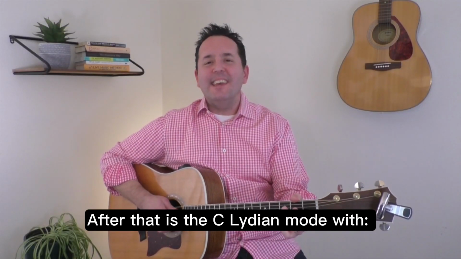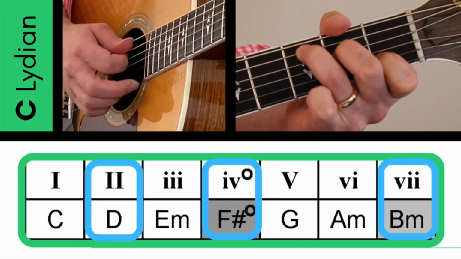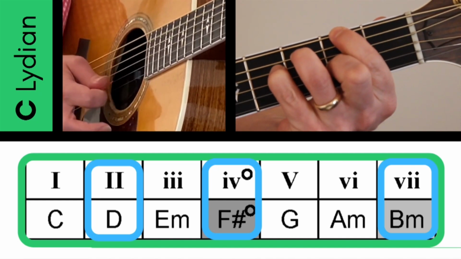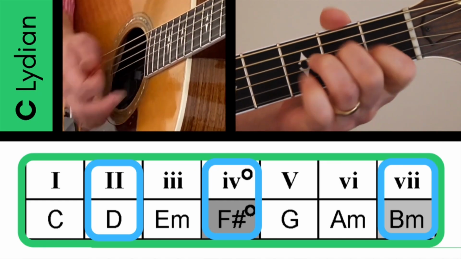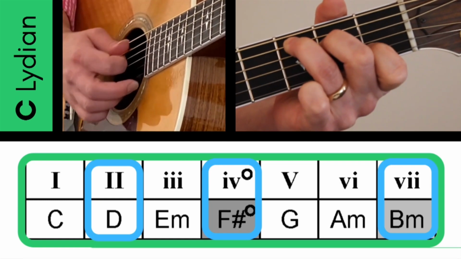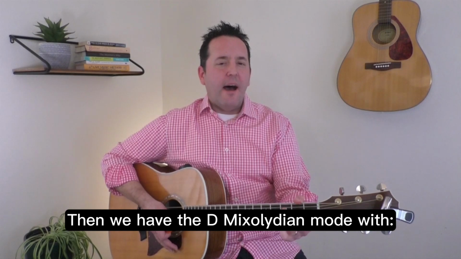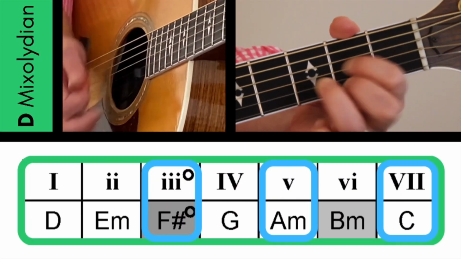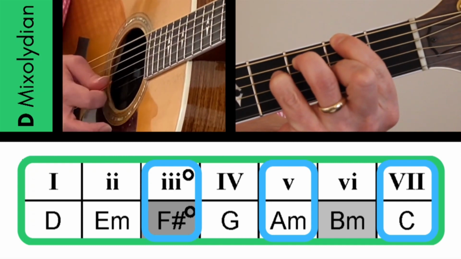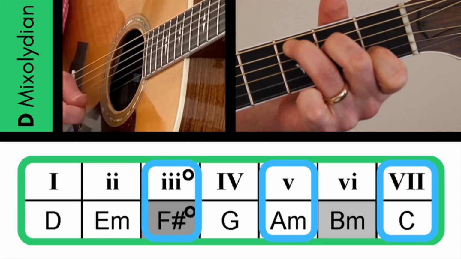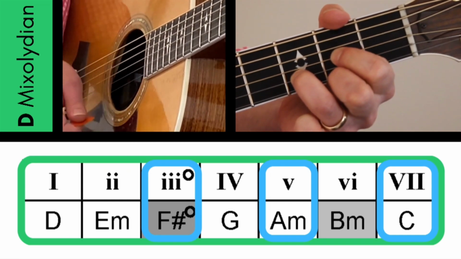After that is the C Lydian mode with C major, D major, E minor, F sharp diminished, G major, A minor, B minor, and we're back to C major. Then we have the D Mixolydian mode with D major, E minor, F sharp diminished, G major, A minor, B minor, C major, and we're back to D major.